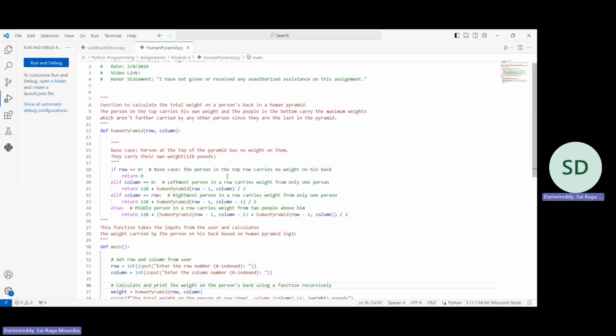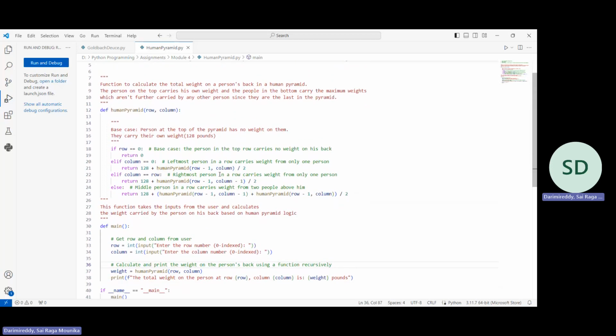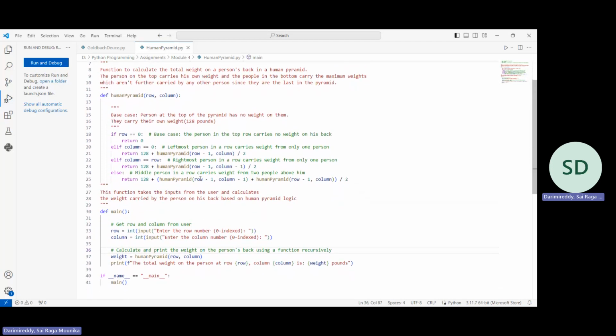In the same way, the people in the bottom level would carry the weight from persons above them, but their own weight is not shared to anybody else because they are the last in that particular level. Here is the logic which actually calculates that, and then it returns the weight of that particular person.